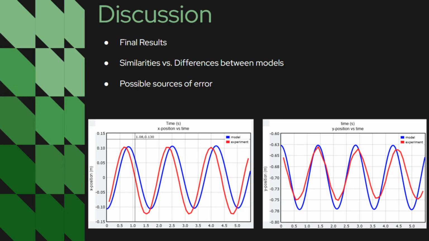Final results: as you can see in our x and y positions, there are some similarities between the graphs, such as similar periods and amplitude, yet a slight difference is that they're not exactly on top of each other. Some sources of error could be manual input, incorrect initial values, poor coding, or inaccuracy due to the code not being completely realistic.